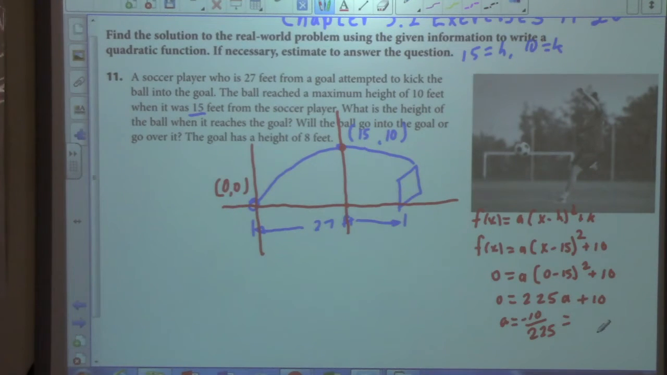And can that be simplified? What is that simplified? Oh, 2/45. Okay, so now do we have an equation we could work with? Yes, we do.